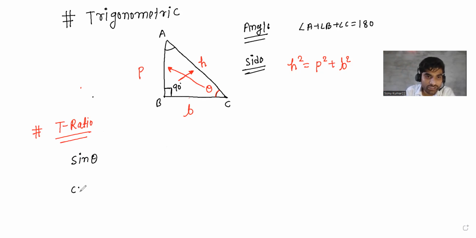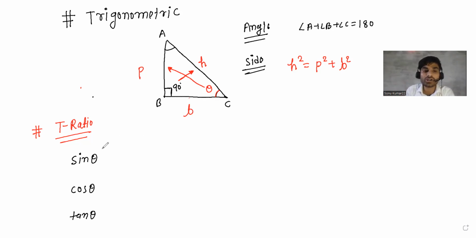Second one is the cos theta. And third one is the tan theta. If you remember these three trigonometric ratios, sine theta, cos theta, tan theta, we can recall the other three trigonometric ratios with the help of these three. The reciprocal of sine theta is cosec theta, the reciprocal of cos theta is sec theta, and the reciprocal of tan theta is cot theta.